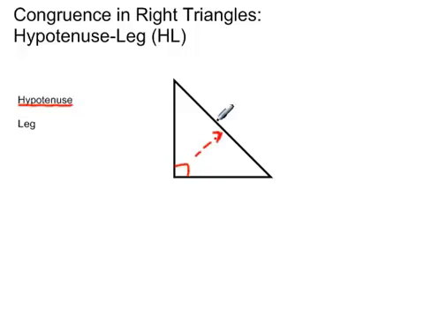The other two sides are known as legs. So the two sides that make up the right angle are the two legs of the right triangle, and the third side, or the side opposite the right angle, is the hypotenuse. So there's our parts. Understanding that, let's now move into our theorem.